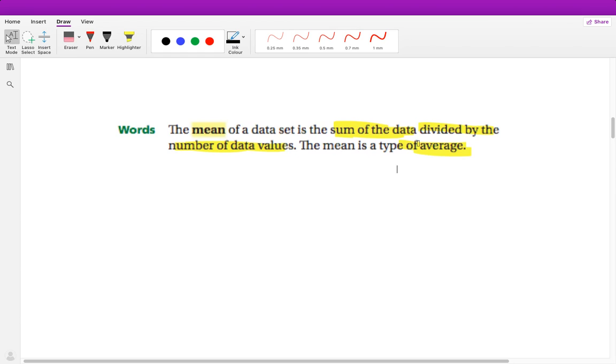So it's taking the sum and dividing it by how many data values we have, which in some cases will be people or games, whatever it may be. But it's really easy. All we're doing is just adding up and then dividing. All right, let's go ahead and do a problem.